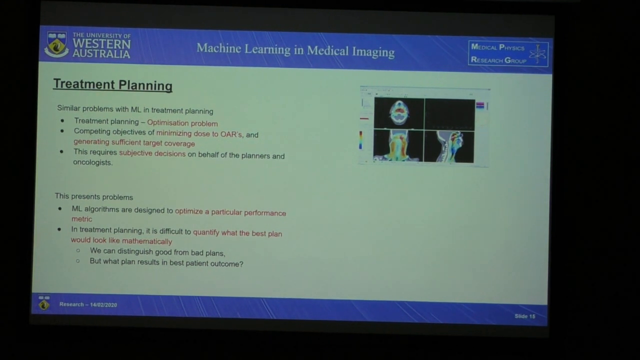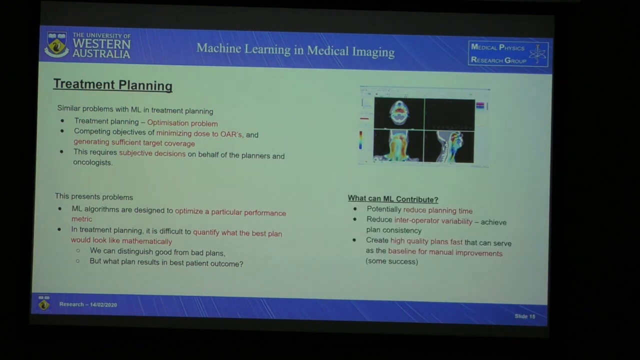And it does present problems for machine learning algorithms to emulate because the algorithms themselves are designed to optimize a particular performance metric. So in treatment planning, it's difficult to actually quantify mathematically what the best plan would look like. So we can generally distinguish good plans from bad, but what plan would result in the best patient outcome? And as a result of this, machine learning algorithms have had trouble sort of taking off in this sphere.